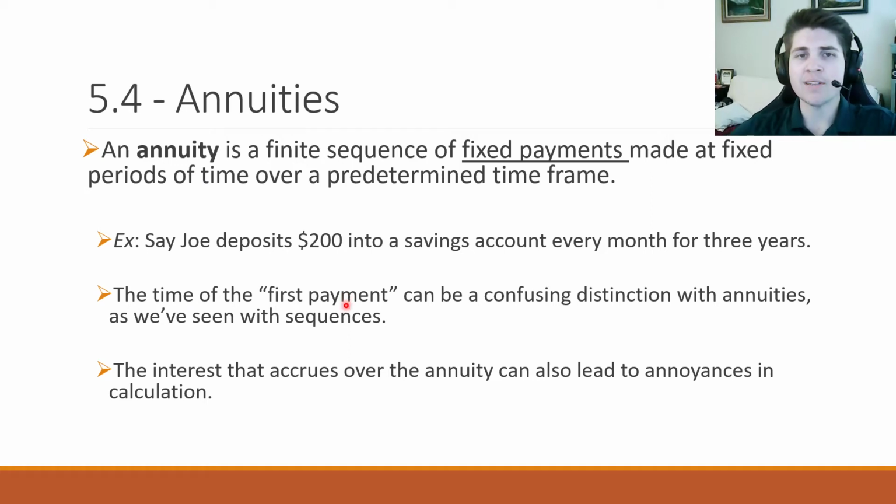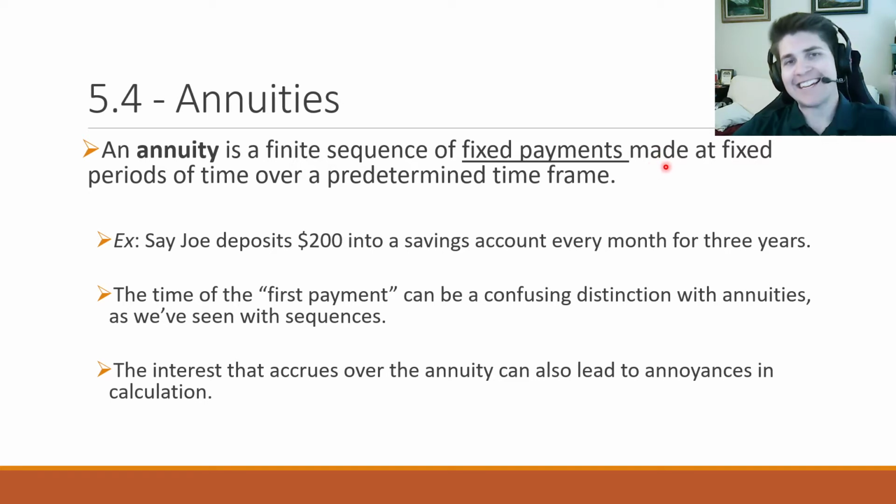But notice that the payments must be the same amount to be considered a true annuity. Though technically, if you're varying the amount that you're putting into your account month by month, that's still an annuity. It's just you can't use these formulas because these formulas are solved for a series of fixed payments to be the same every single time. Also, over a predetermined time frame is important as well.